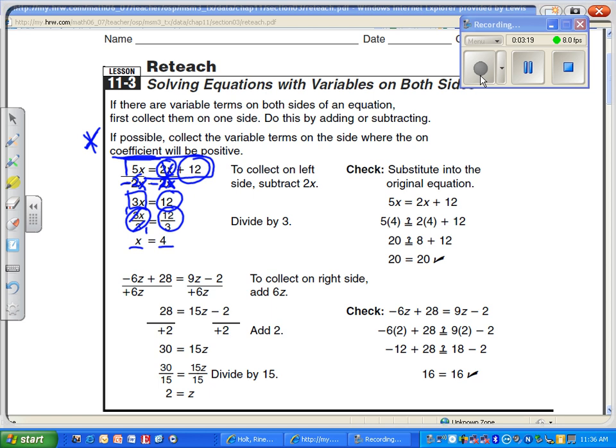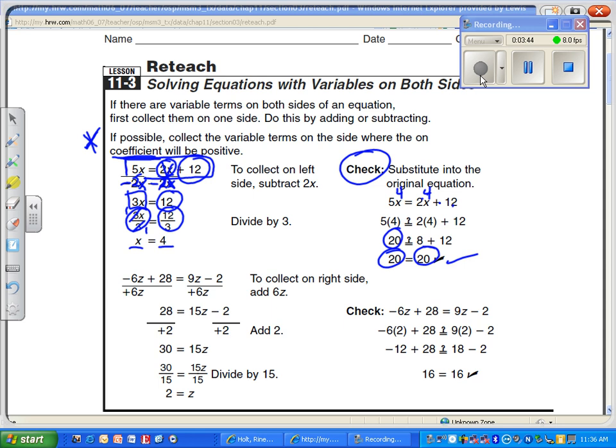And then I can go back and check my answer. Since I got 4 for x, wherever there is an x, I could plug in a 4 and know that 5 times 4 is 20. And then 2 times 4 is 8, plus 12 is also 20, and that checks out. Whatever we get for x, it should work out. This is an equation. They should be equal to each other.